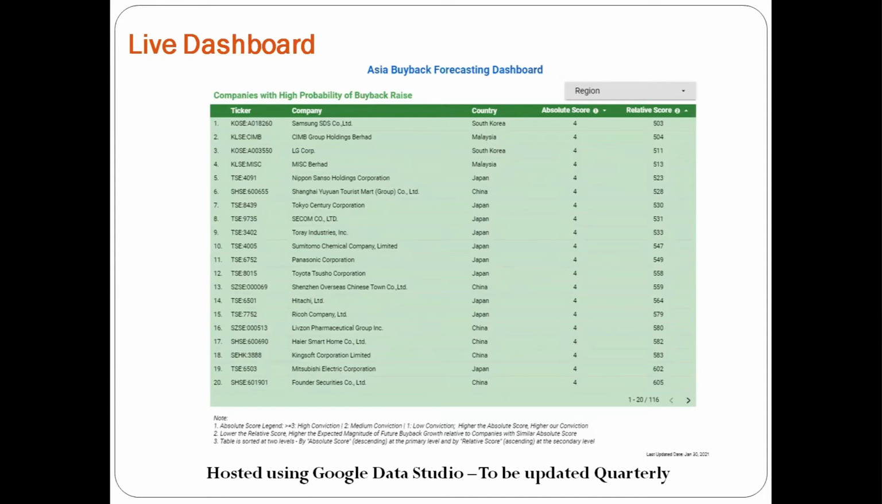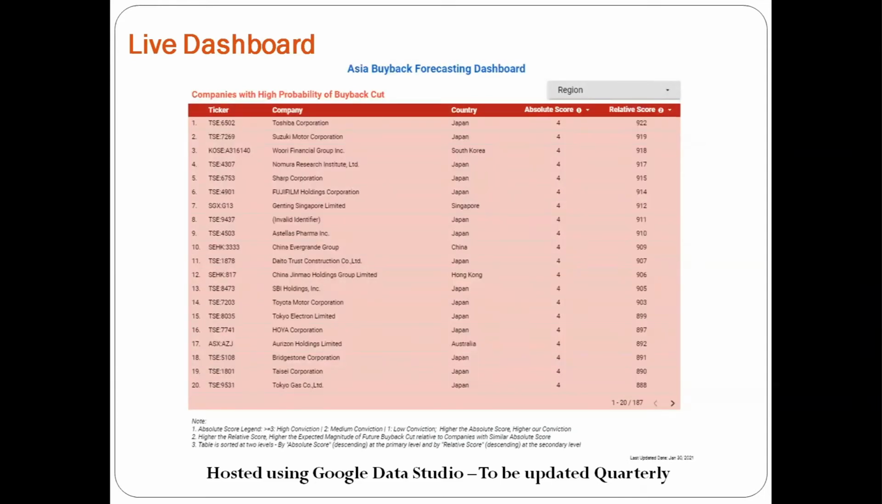We have a second page which highlights the candidates for buyback cut. And then there is the third page which talks about a buyback timing analysis, which we'll discuss later in the presentation. So it's pretty simple and easy to use. At the top, there is a filter for region through which one can personalize the dashboard as per the requirement.